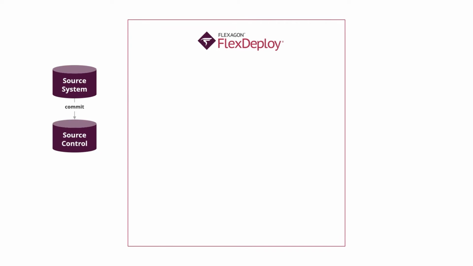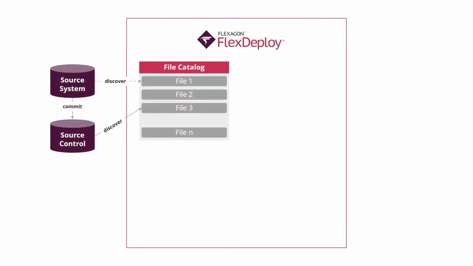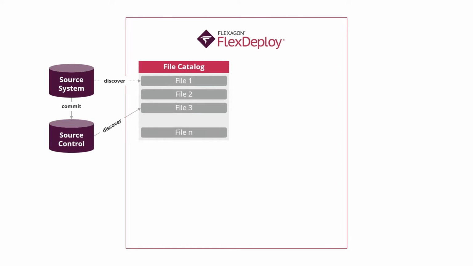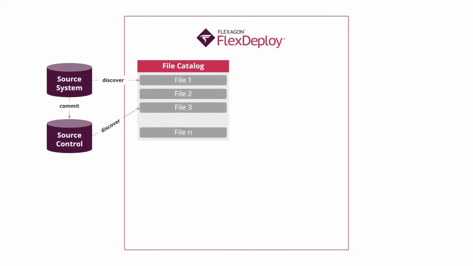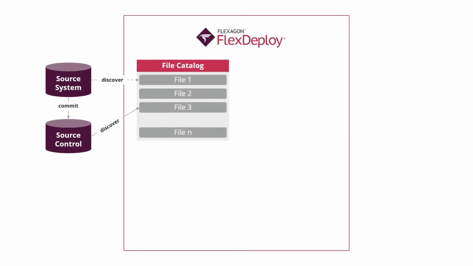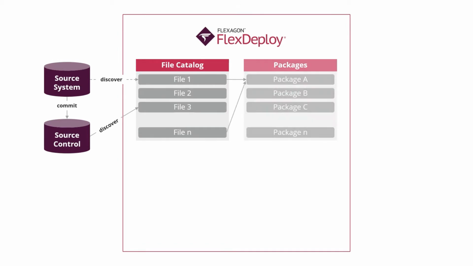Files can be sourced from either a source control tool or a development environment. When files are discovered into the project's file catalog, it identifies the file type along with some metadata needed to migrate the file. File discovery can be done manually, scheduled on a regular basis using a project trigger, or as changes come in with webhooks. Once files are discovered, you're ready to start creating packages, which contain any number of files.